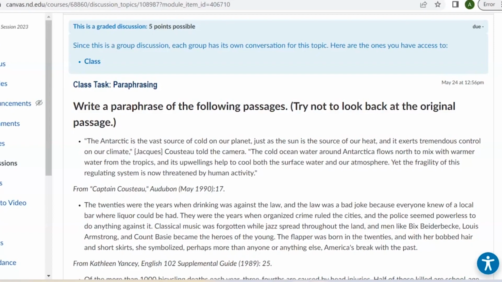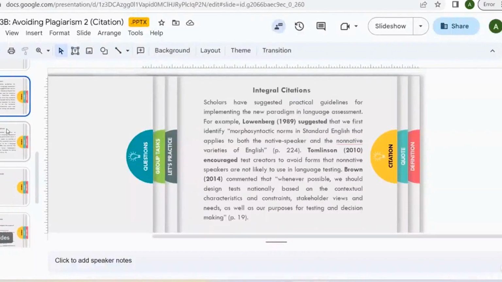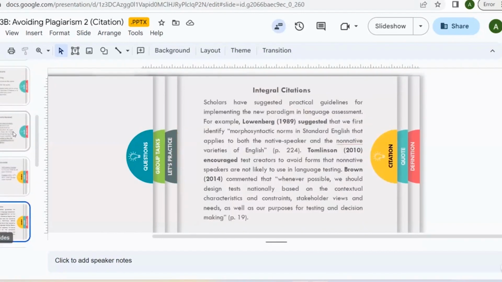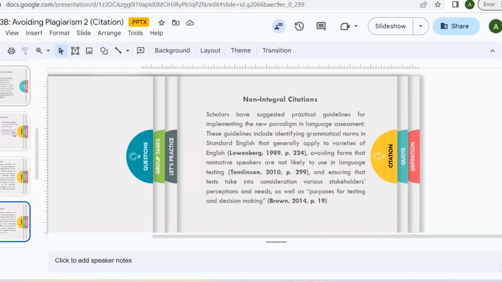For instance, this is integral citation. When we write the citation in this manner, when the agent is there, for example, ABC suggested that. So the agent is there, the researcher activity as the agent of the sentence. The other examples are, for instance, non-integral citation. And both are correct. It varies from discipline to discipline or style.